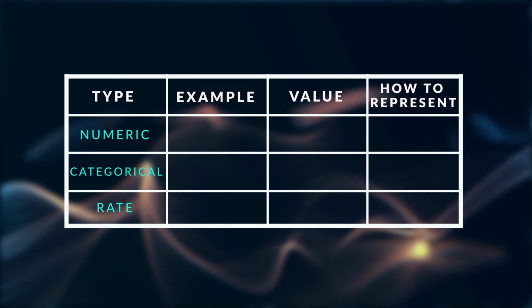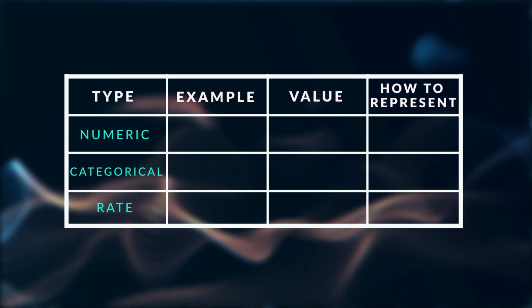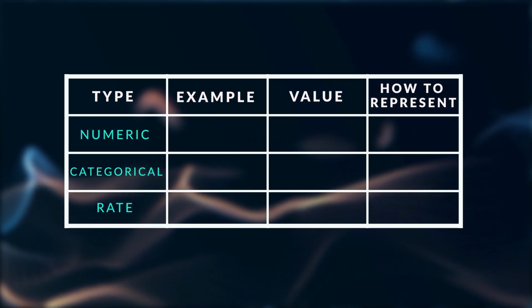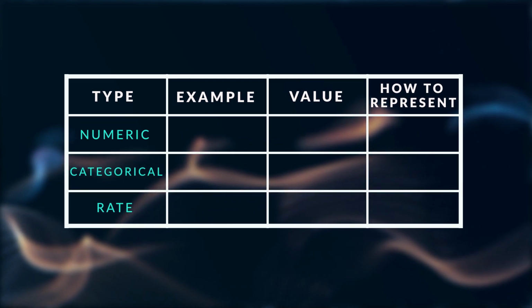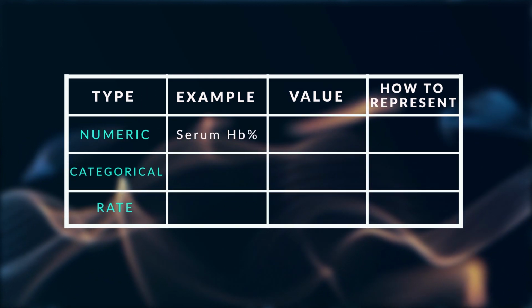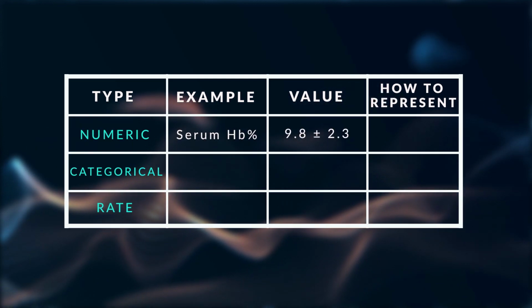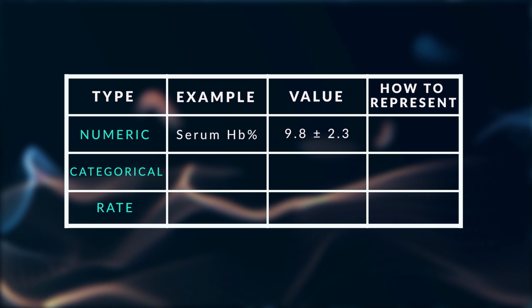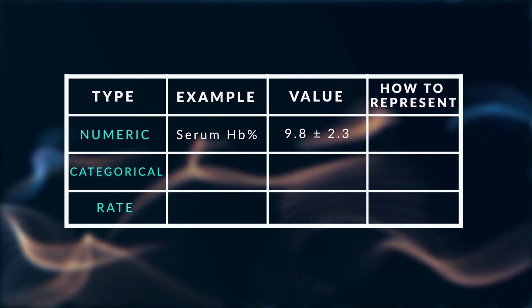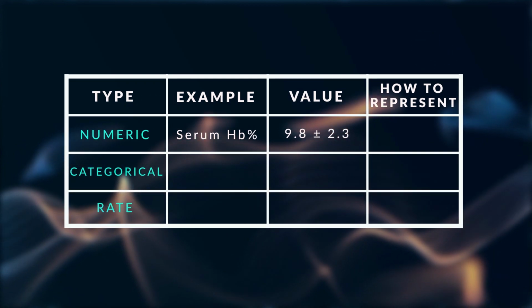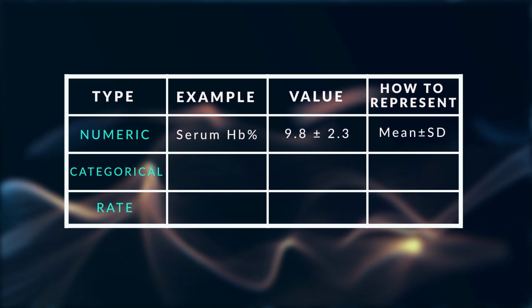A numeric variable is the variable where when you are asking the question, in return you will get a number as an answer. For example, serum hemoglobin of a person, which is usually answered as 9.8 gram per deciliter or 10.5 gram per deciliter, which is a number. This is usually expressed as mean plus or minus standard deviation.